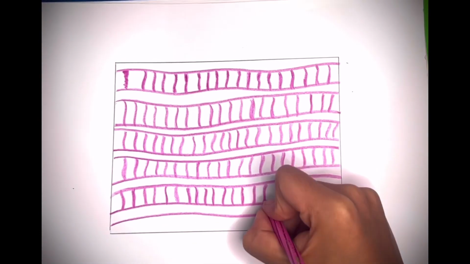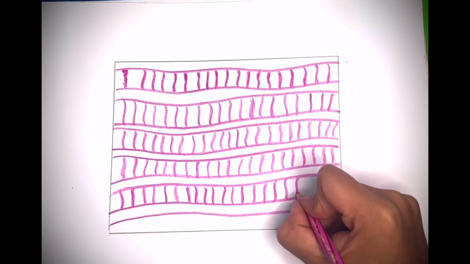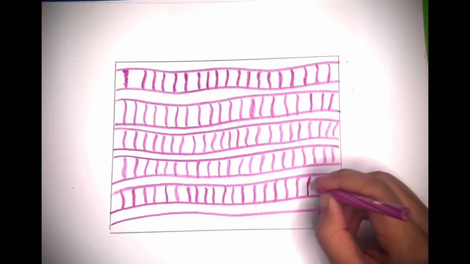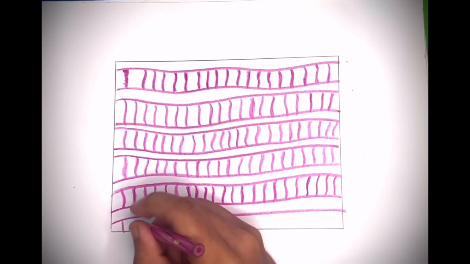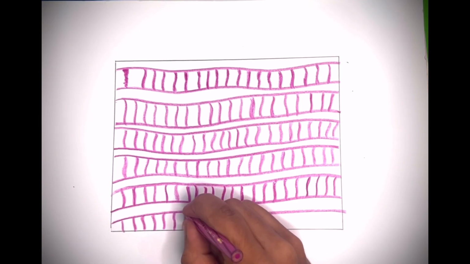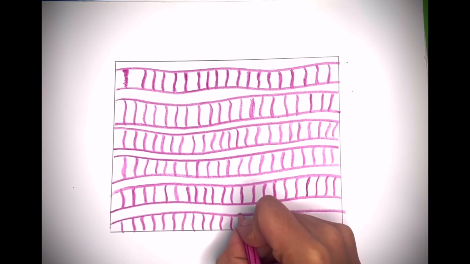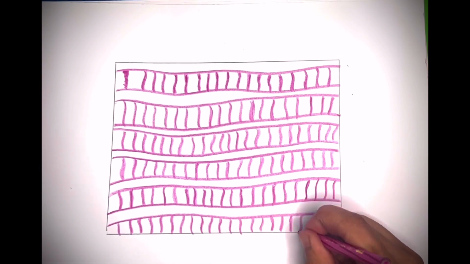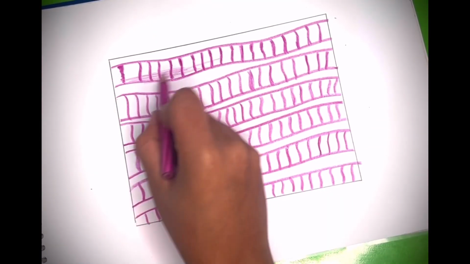The most striking feature of skeletal muscle fibers is the presence of transverse striations in them. You can see dark bands known as A bands and light bands that are known as I bands.